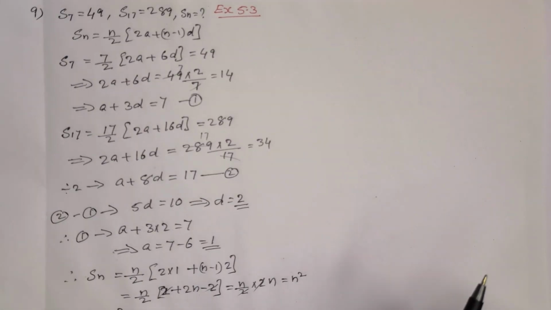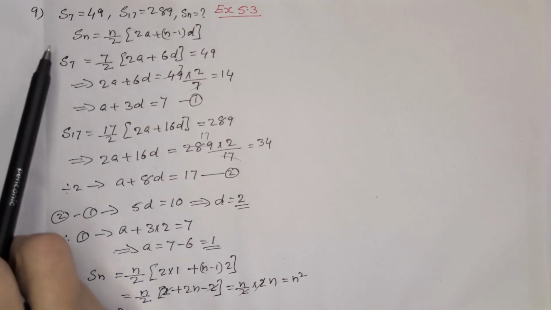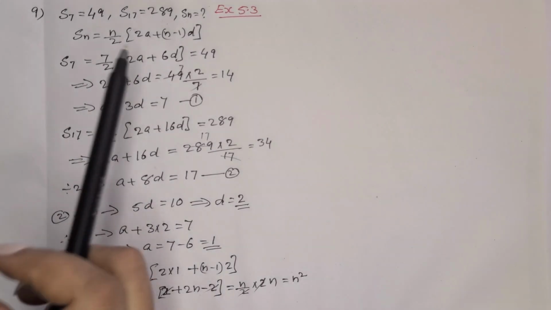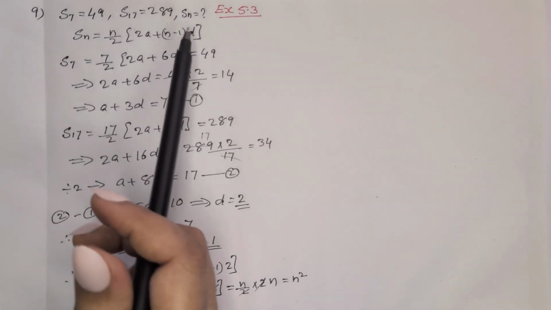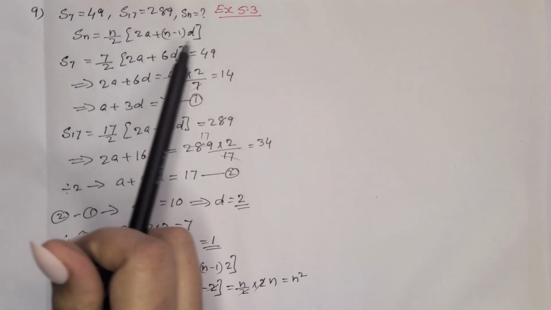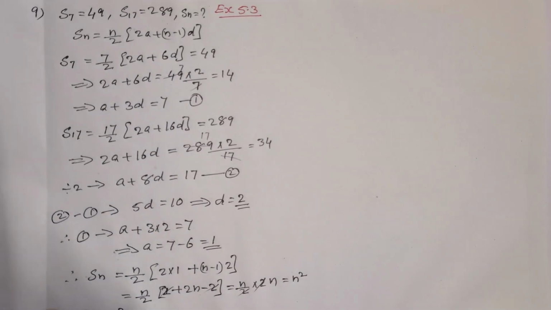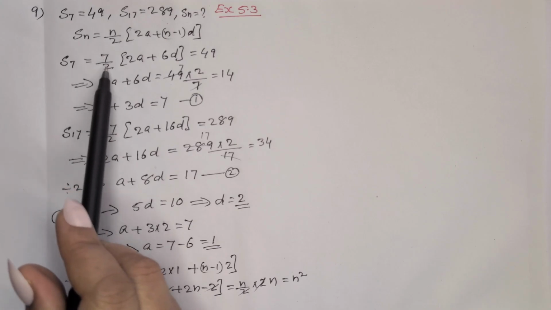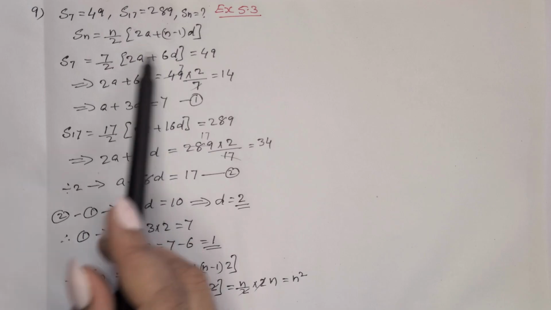Question number 9. Here the sum of 7 terms, that means S7, is equal to 49, and the sum of 17 terms is equal to 289. We have to find Sn. So write the formula: Sn is equal to n by 2 into 2a plus (n minus 1) into d. For S7, in place of n put 7: 7 by 2 into 2a plus (7 minus 1), that means 6d.